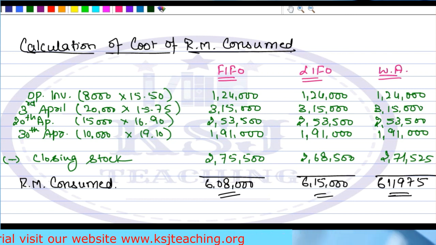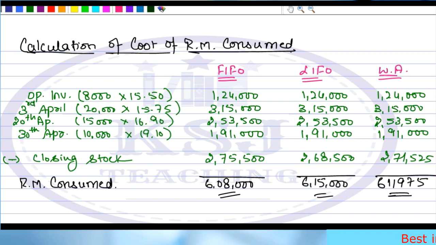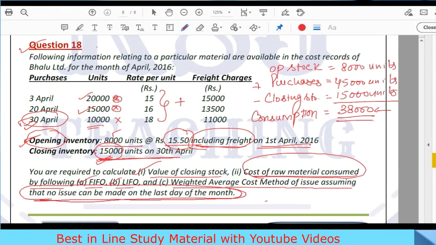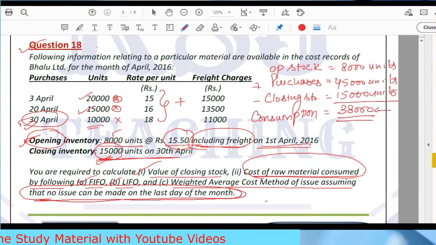Any doubts? So this is a very good question for 10 marks. Such types of questions can be asked in the examination for 10 marks. So we are done with question number 18, and with this we complete the chapter of material costing.